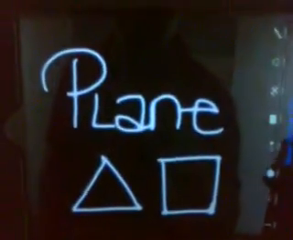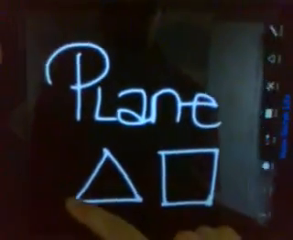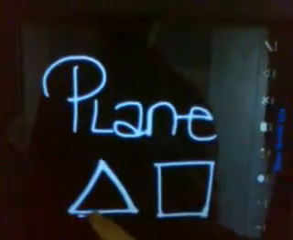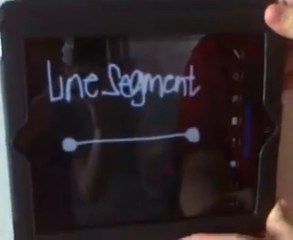This is a plane. It is a flat surface that contains three or more lines. This is an example of a plane. It consists of four lines. These points inside the plane are called coplanar points.